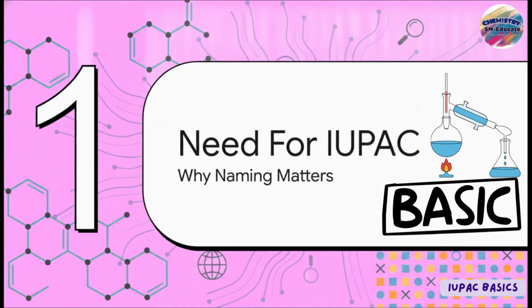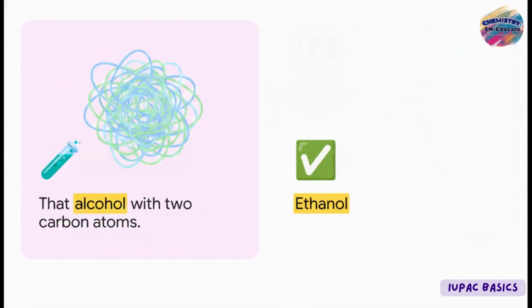Section 1, the need for IUPAC. Let's look at why getting these names right actually matters so much. Imagine turning to a colleague in the lab and saying, "Hey, please pass me that alcohol with 2 carbon atoms." It's clumsy, it totally leaves room for error, and honestly, it's just really inefficient. Now imagine the alternative, ethanol. And this brilliantly illustrates our point. One single, highly accurate scientific word completely replaces a clumsy description. That right there is the sheer power of a standardized naming system.